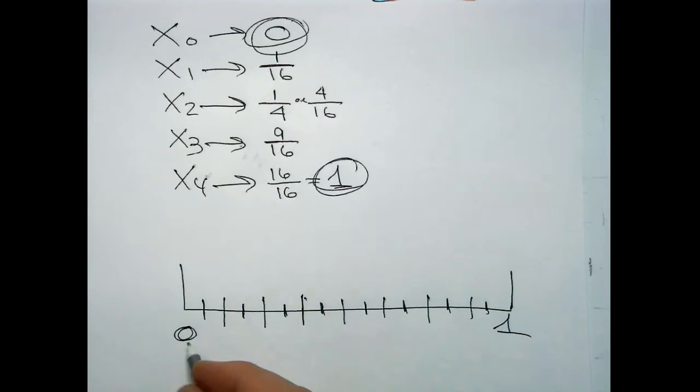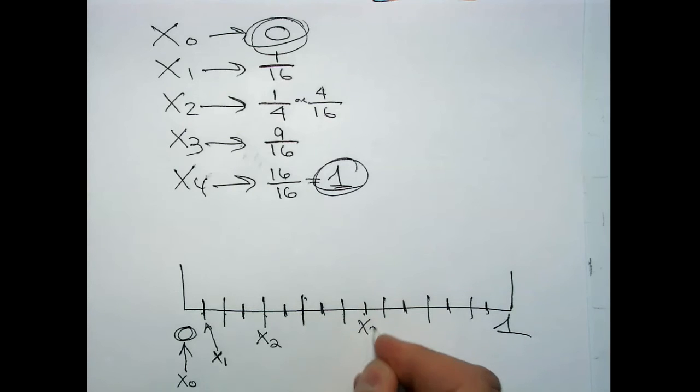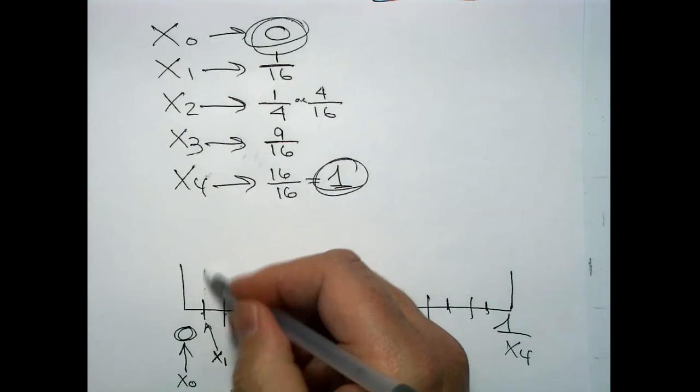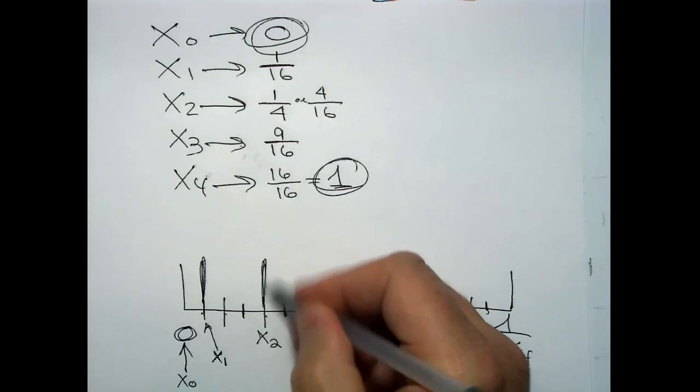So where is x0? x0 is right here. Where is x1? x1 is right there. Where's x2? 1, 2, 3, 4 sixteenths, or a quarter. x2 is sitting right here. Where's x3? 1, 2, 3, 4, 5, 6, 7, 8, 9. That would be right here. x3 is here. And where's x4? x4 is right over there. So I want you to see what happened to our rectangles.